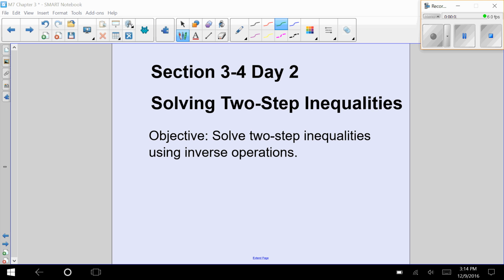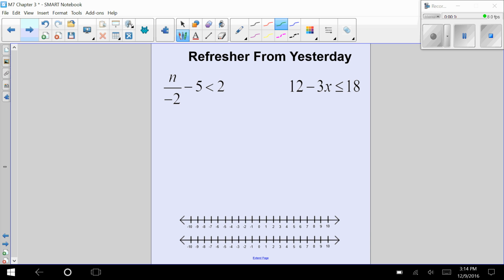This is section 3-4, day 2, solving two-step inequalities. Our objective today is to solve two-step inequalities using inverse operations. Let's refresh our memories from yesterday.